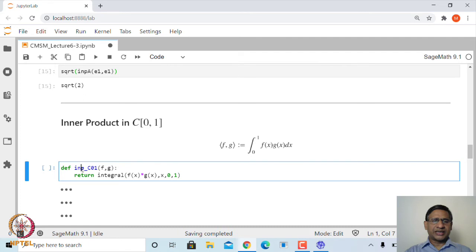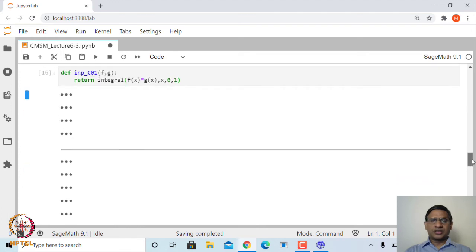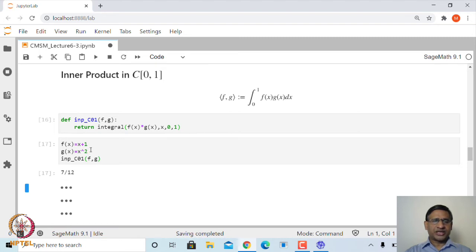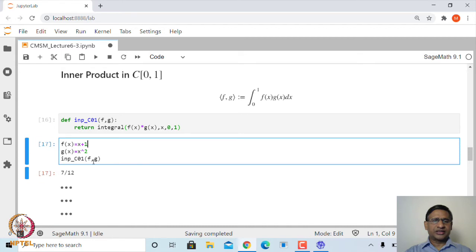I am giving the name INP underscore C01 of f and g, and what should it return? It should return integral of f(x) g(x), x going from 0 to 1, right. So, that is the inner product. Now suppose we take two continuous functions, f(x) equal to x plus 1, g(x) equal to x square, and then we can find inner product of f with g. It will find integral of x plus 1 times x square, from 0 to 1. So, x plus 1 into x square is going to be x cube plus x square, and its integral will be x to the power 4 by 4 plus x to the power 3 by 3, and when you evaluate this, you will get 7 by 12, right.